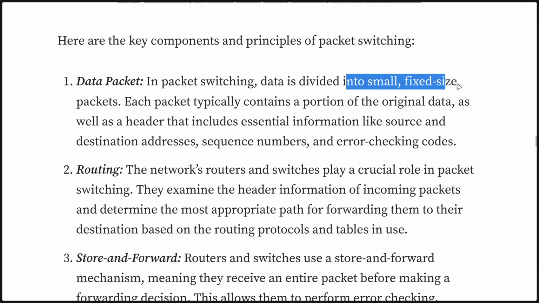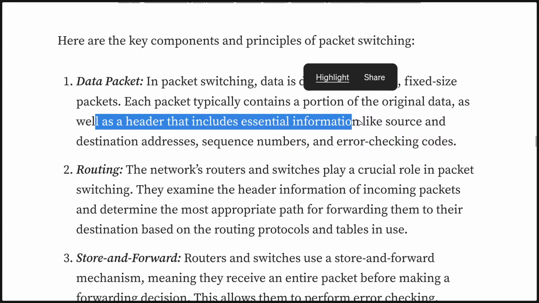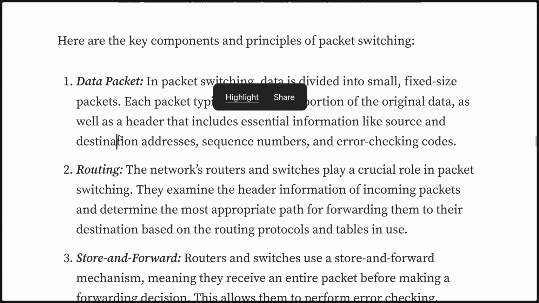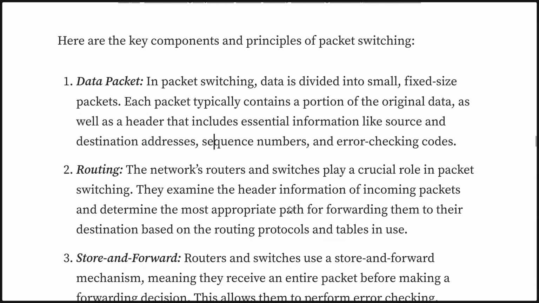It basically says divided into small and fixed size packets, and they contain a portion of the original data. Okay. As well as the header that includes the essential information like the source and the destination addresses and the sequence numbers. Now, this sequence number is very crucial. This data packet concept is like quantum mechanics, like for photons, packets of light. So is that the concept?